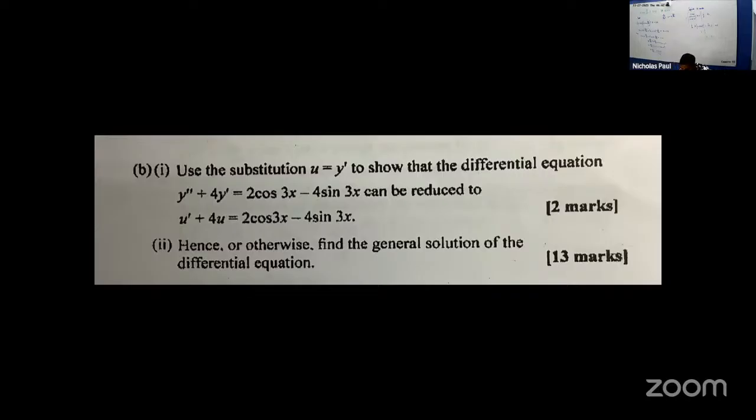Sit 30 plus 2. Right? Look at it. That's second order. They give you u is equal to y prime, right? And then they give you an equation, y double prime, that can be reduced.